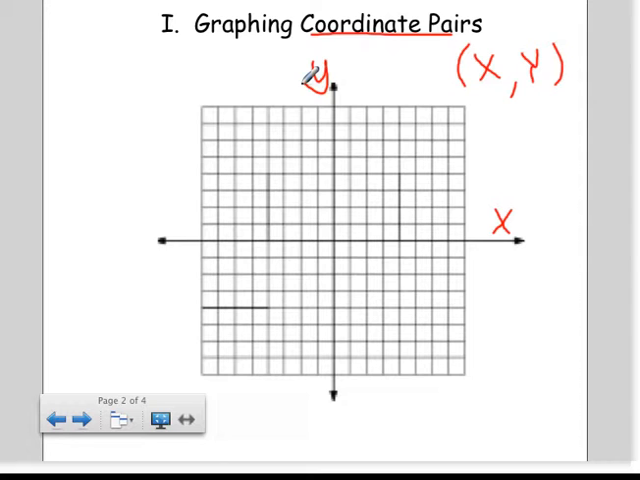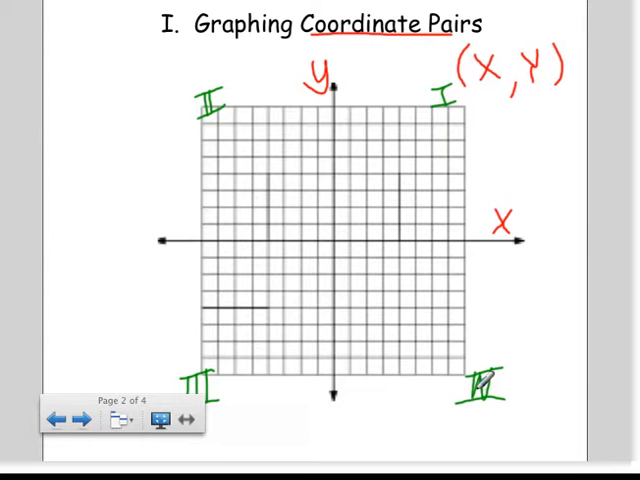Let's start with just kind of naming our quadrants so that we're able to talk about the points. Our first quadrant starts up here in the top right-hand corner, and then it goes counterclockwise. This is quadrant 2, this is quadrant 3, and this is quadrant 4. So this enables us to talk about where points are.